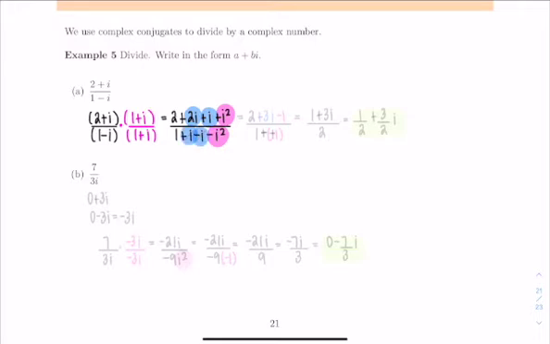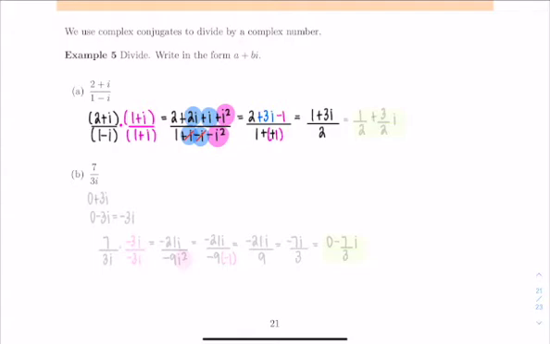But if you notice in the bottom we have an i and a negative i, so those are going to cancel. In the top we have 2 plus 3i minus 1, and in the bottom we have 1 minus negative 1. So I have my double negative in the denominator. In the top, we end up with 1 plus 3i divided by 2.